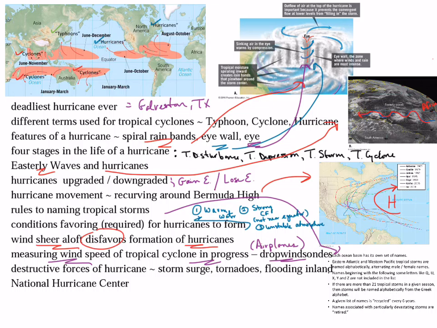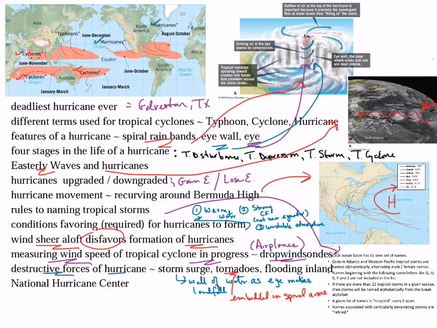Destructive forces of a hurricane include storm surge, tornadoes, and flooding. So storm surge, in blue up there, is that wall of water that happens as the hurricane hits landfall. Tornadoes are embedded especially in the eye wall and the spiral rain bands, in the thunderstorms.